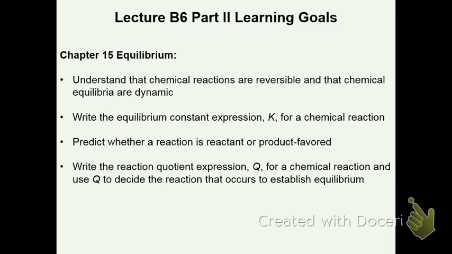So we want to be able to discuss chemical equilibrium quantitatively, and in order to do this, we need to understand the concept of the equilibrium constant K and how it can be used to determine whether a reaction is reactant or product favored. And then we'll also look at the reaction quotient Q, which tells us if we have a mixture of reactants and products, whether the mixture is at equilibrium, and if it's not, whether the forward or reverse reaction has to occur to establish equilibrium.